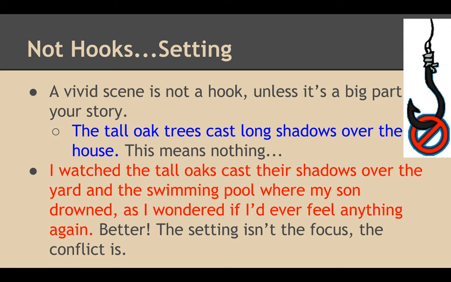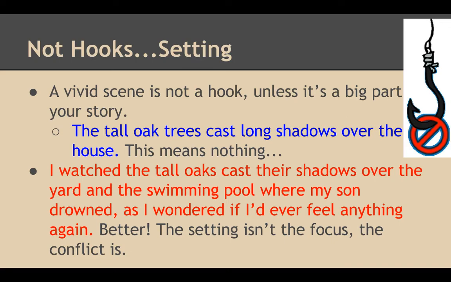Another thing that's not a hook here is where you're just describing a setting. A vivid scene isn't a hook unless it's a big part of your story. So, for instance, the tall oak trees cast long shadows over the house. Yeah, and this is kind of boring. It doesn't really mean anything.